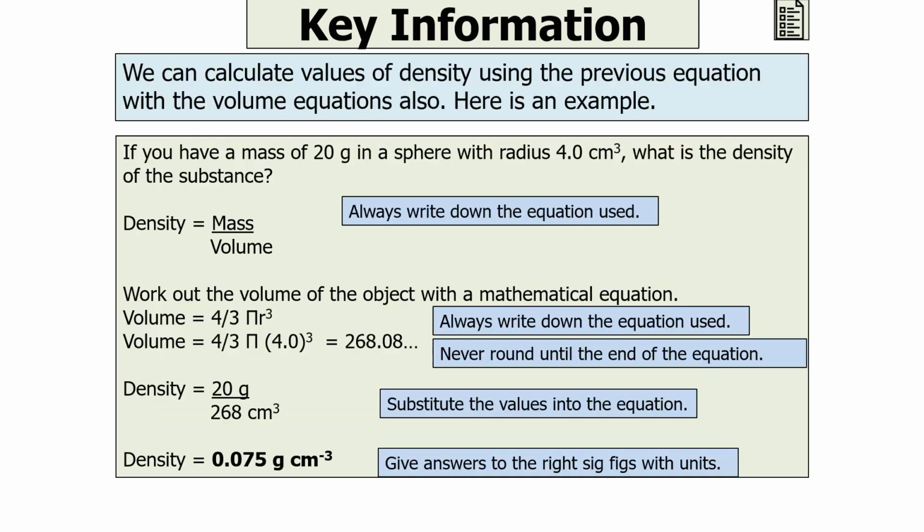If we have a mass of 20 grams in a sphere with a radius of 4 centimeter cubed, what is the density of the substance? So you can say density is mass over volume. Then you can work out the volume of the object with the mathematical equation, 4 over 3 pi r cubed. Pop in the values. You can then say density is the mass, 20 grams, over the volume, 268 centimeters cubed. So the density is 0.075 grams per centimeters cubed.